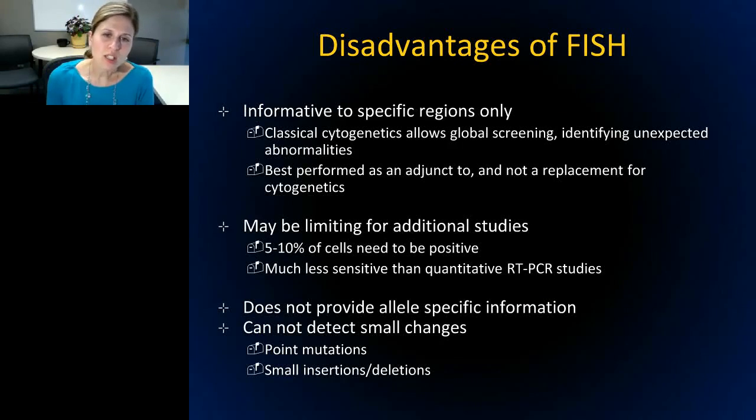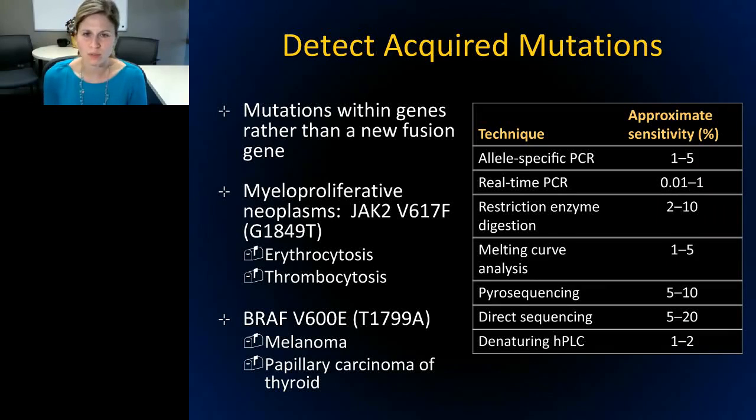Some problems with FISH are that they are informative only for very specific regions, whereas if you're using cytogenetics and karyotyping, you can look at the whole genome. And so FISH is currently only being used as an adjunct to cytogenetics. You have to have a certain number of cells that must be positive to be able to detect any of these changes using FISH, and it is not as sensitive as real-time PCR. We don't actually see allele-specific changes, and you can't detect any small changes. You're having to look for larger chromosomal changes when you're using FISH.